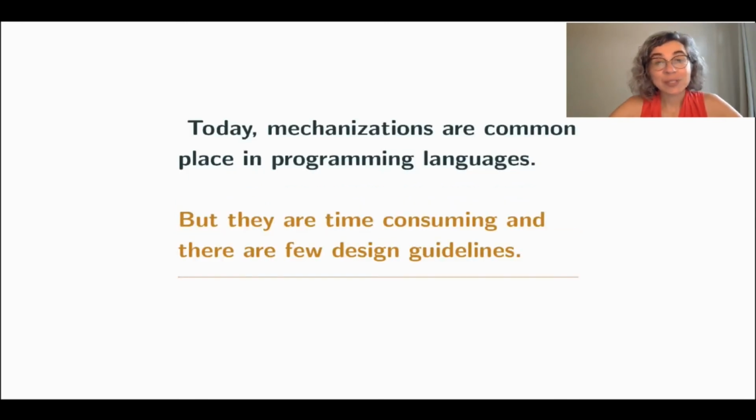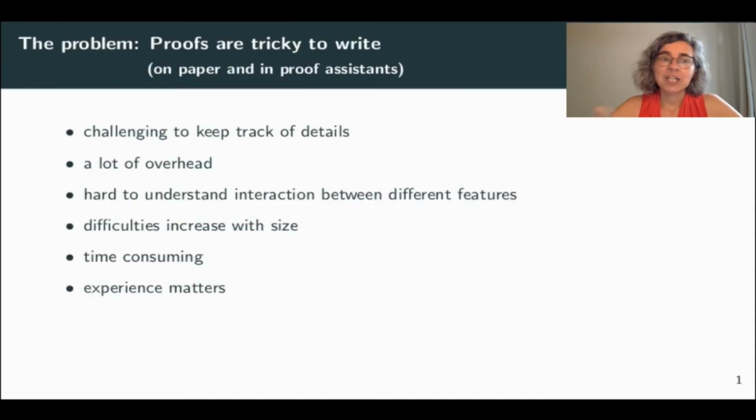However, they're also time-consuming, and there are few design guidelines. So what's the problem? The problem is that proofs are tricky to write, both on paper as well as in proof assistants. There are a lot of challenging details to keep track of. On paper, it's hard to keep track of the dependency among different theorems and the definitions, and one might think that proof assistants are the answer.